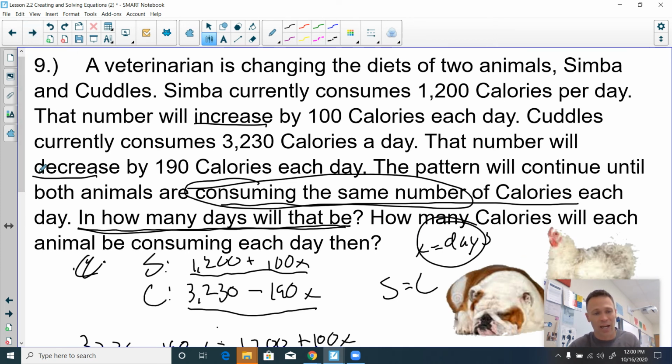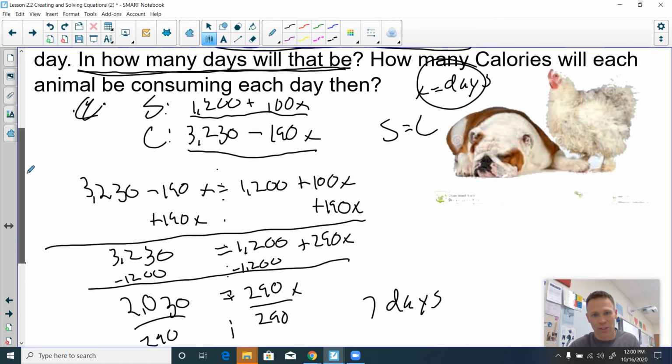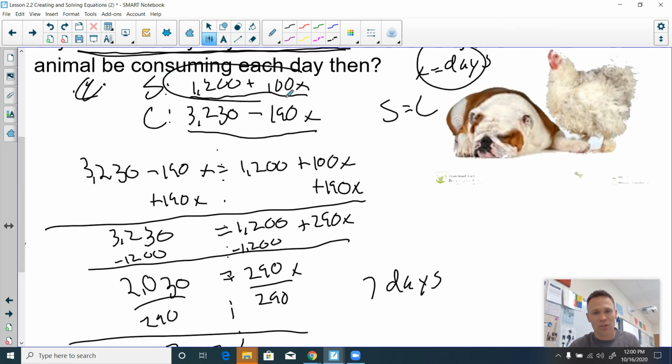If I want to figure out how many calories that would be, I would just substitute that into any one of the expressions. And in fact, it's actually really easy. If I use Simba's equation down here, that's 1,200 plus 7 times 100, or 100 times 7. So that's 700. It's 1,200, right? Which would give us 1,900 calories for Simba, for both of them. So each one will have 1,900 calories.